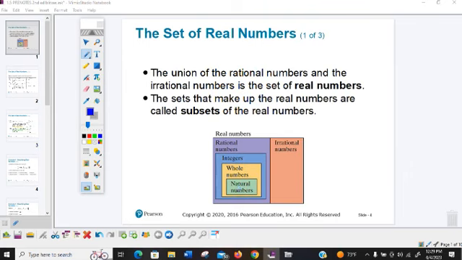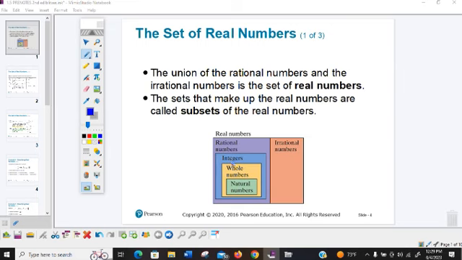Natural numbers are the numbers you learn when you're small and you're counting: 1, 2, 3, 4, 5, 6, and so on. Now, if you add 0 to that, the natural numbers plus 0 equals the whole numbers. Okay, and that's 0, 1, 2, 3, 4. Now, if we add negative numbers, then we have integers. All of these together make up integers.